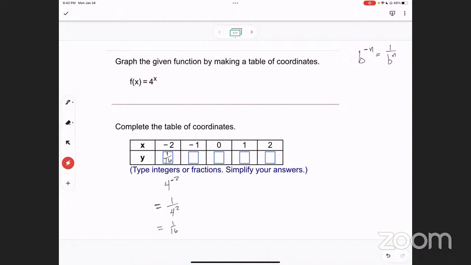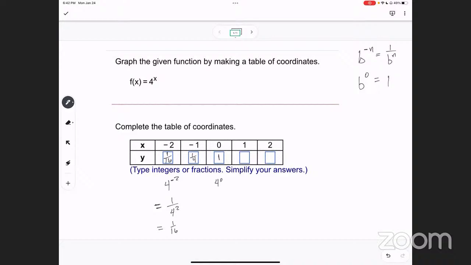Just 1 over 4. You got it? How about when x is 0? What's 4 to the 0? Nope, you just told me. What's 4 to the 0? What's anything to the 0 power? 1. It's 1.